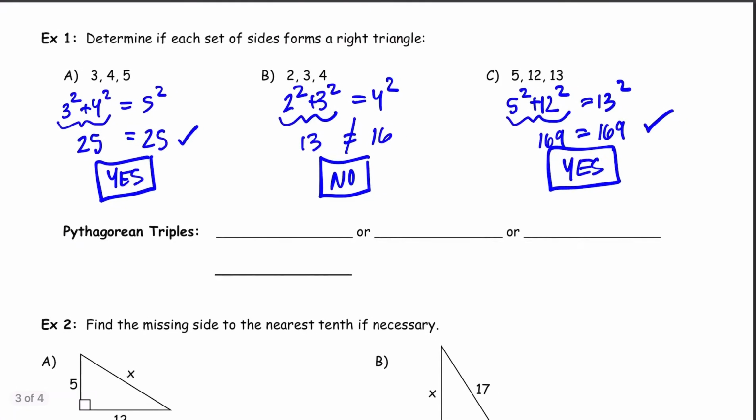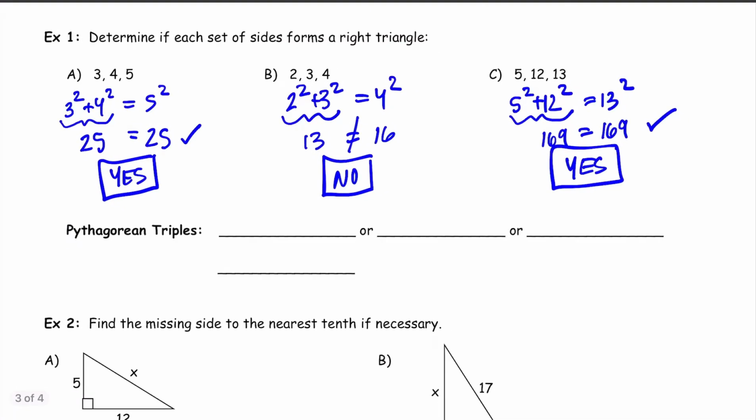So next we have something called Pythagorean triples. There are certain combinations that always make a right triangle. You probably noticed two of them up above: 3, 4, 5, and I'm going to write it underneath, 5, 12, 13. What's cool about these is that any multiple of those combinations works as well.